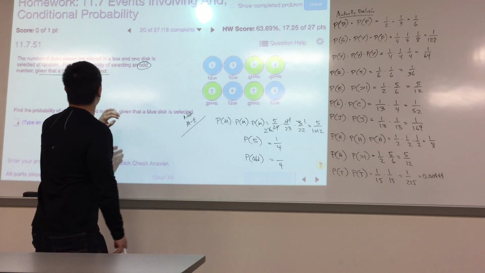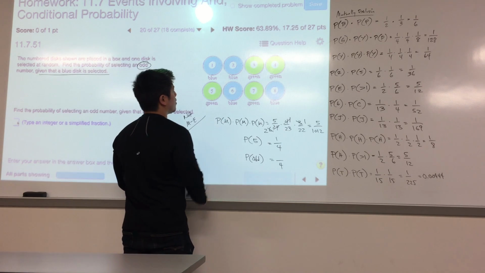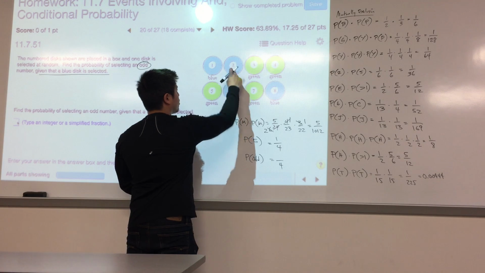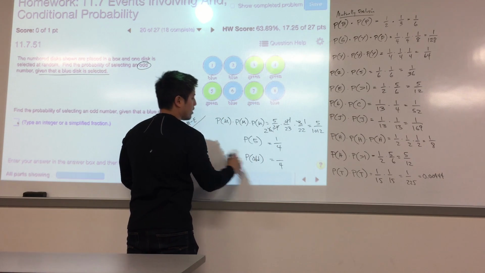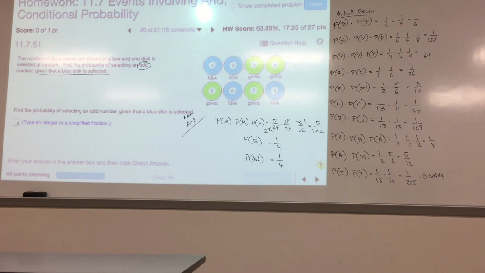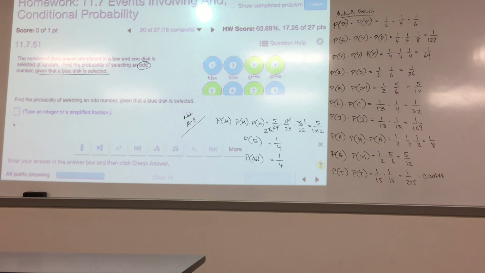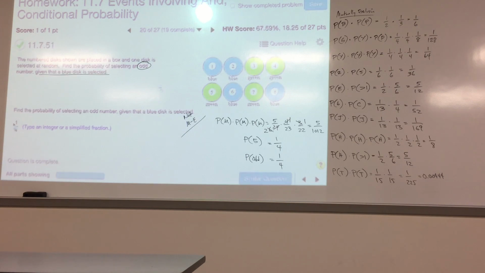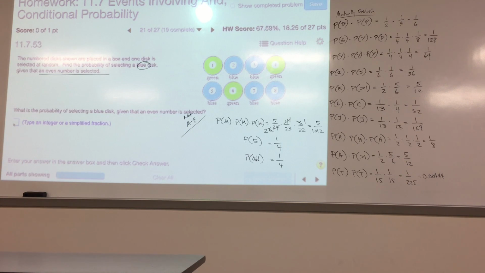You've already pulled a blue, meaning that your odds have gotten better, right? So now, odd number. How many odds are in there? 1. There's only 1 because it's 1, 2, 6, and 8. 2, 6, 8 are all even. So this one happens to be 1 out of 4 again. All right, there you go. All right, another one.